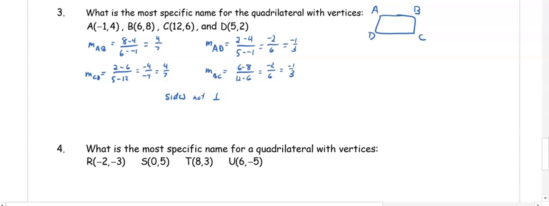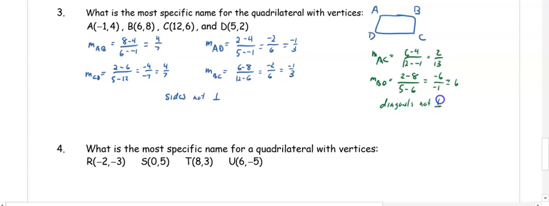Now we want to look at the diagonal to figure out, are we a rhombus or a parallelogram? So we want the slope of AC, 6 minus 4 over 12 minus negative 1, which gets us 2 over 13. And our slope of BD, which is 2 minus 8 over 5 minus 6. That gets us negative 6 over negative 1, which is negative 6. The diagonals are not perpendicular. So if neither are perpendicular, but the opposite sides are parallel, this again is a parallelogram.